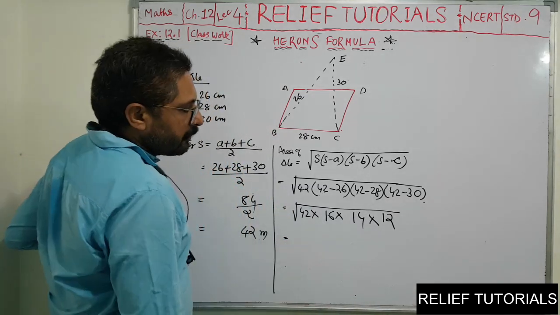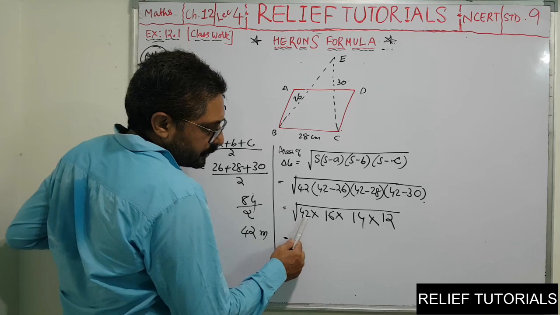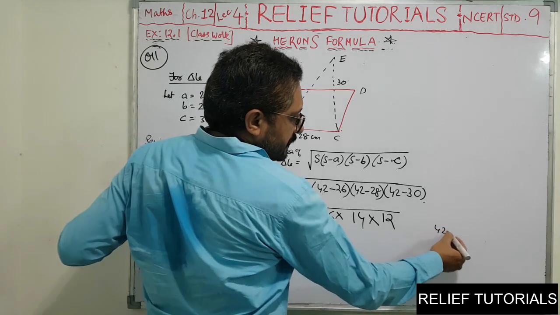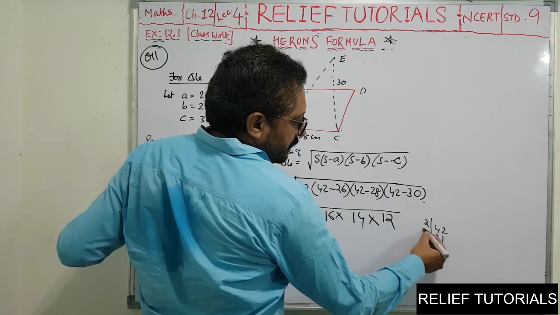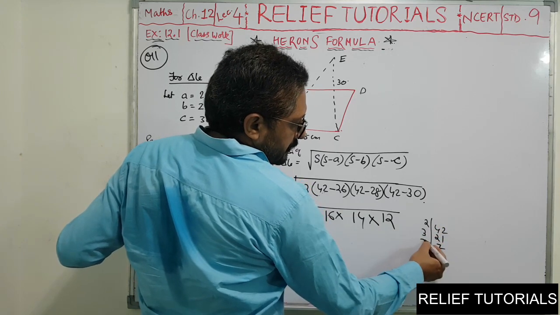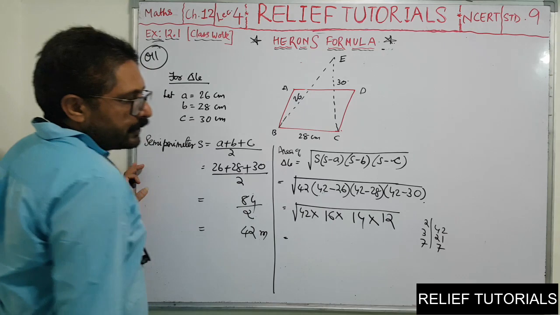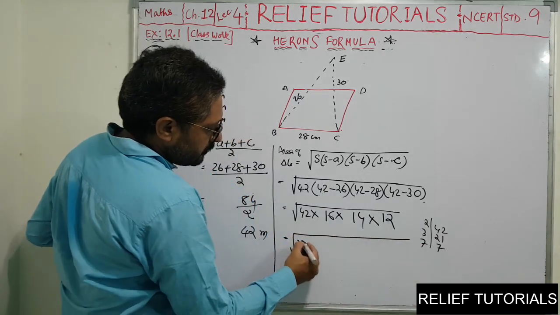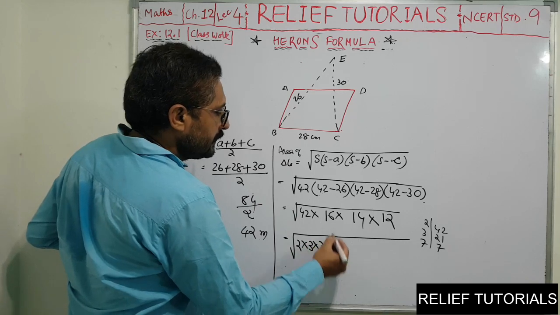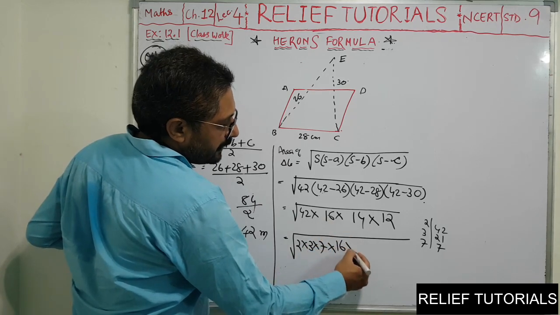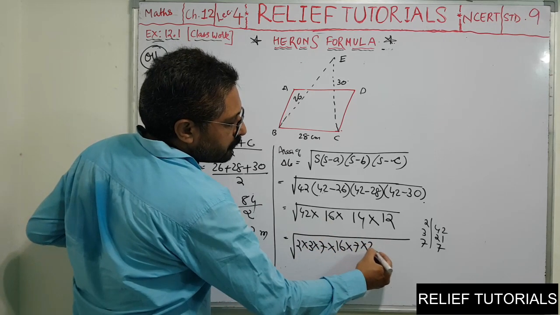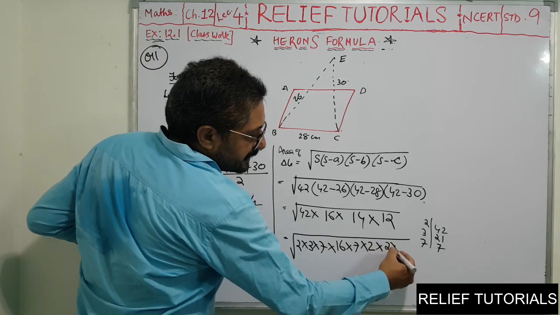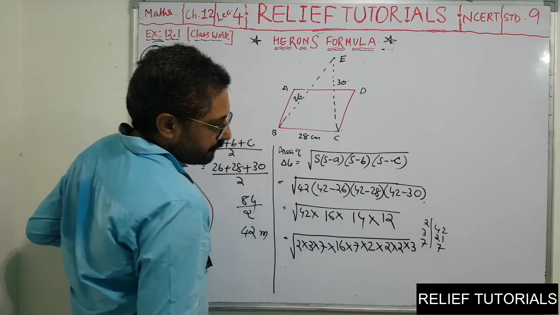So now we want to find the factors. So here, 42. How will you write 42? If you want to see the factors, you write 2 times 21, and 21 is 3 times 7. So 2 into 3 into 7 here. 16 is a perfect square, no need of writing factors. 14 is 2 times 7, and 12 is 2 times 6, and 6 is 2 times 3.